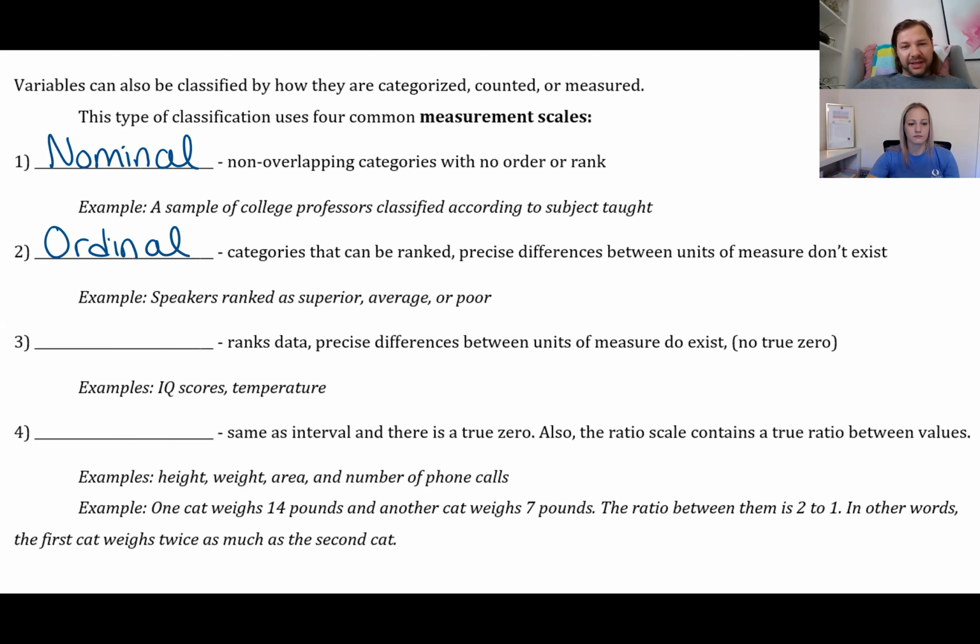Okay, ordinal. Ordinal are categories that can be ranked. Precise differences between units of measure don't exist. So that would be like you're watching a whole bunch of presentations and you rank them as superior, average, or poor.